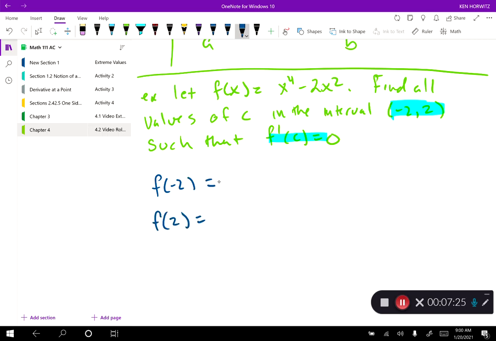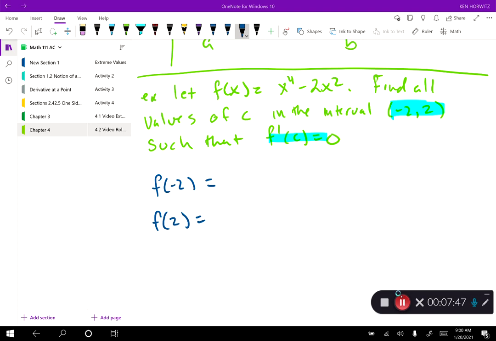So at this point, I'm going to ask you to pause the video, and I want you to figure out what f(-2) is and what f(2) is. Now remember, for Rolle's theorem, they have to be equal. So if they're not equal, we can't use Rolle's theorem. If they are equal, we can move forward. So figure out what they both equal. I'll be right back.